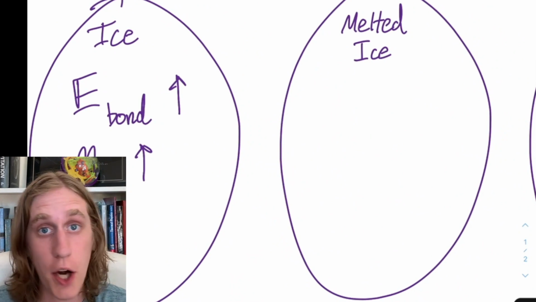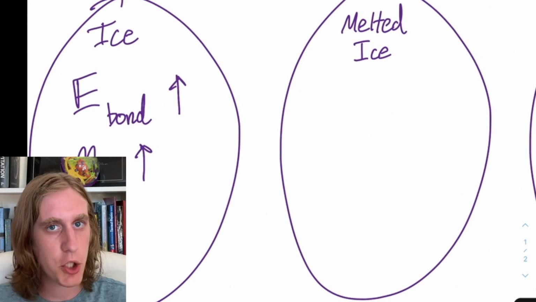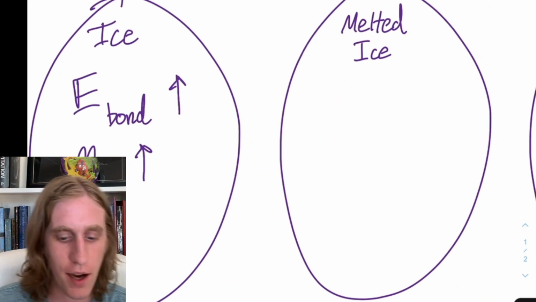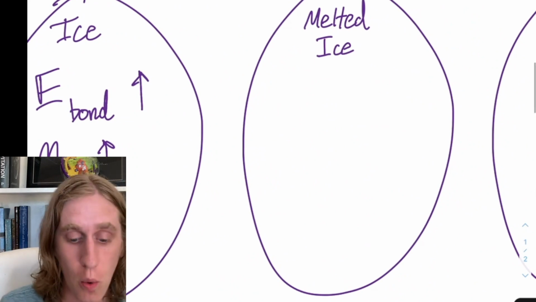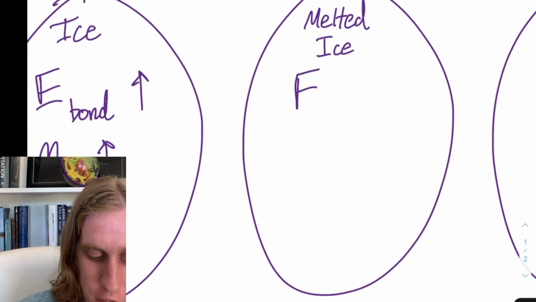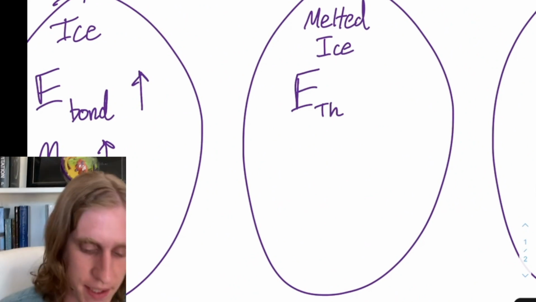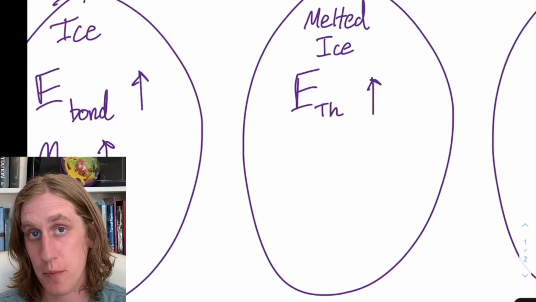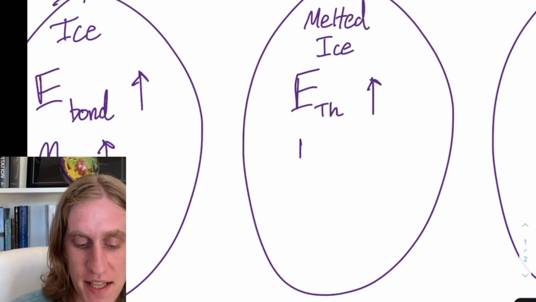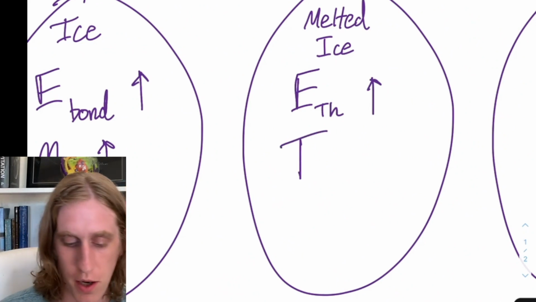Now, this water is going to increase its temperature because it's surrounded by hot coffee. So, we write that the thermal energy, E TH, of the water is increasing. We know that the thermal energy of the water is increasing because the temperature, T, of the water is increasing.